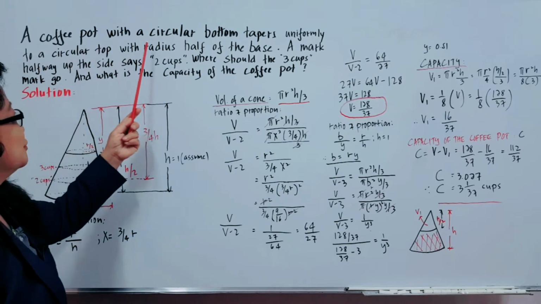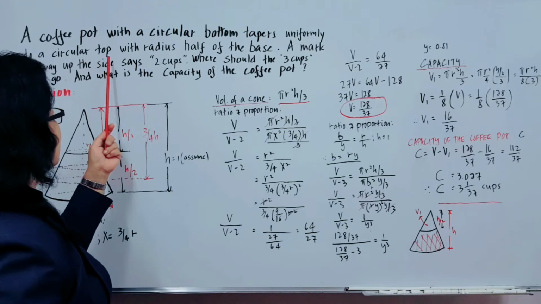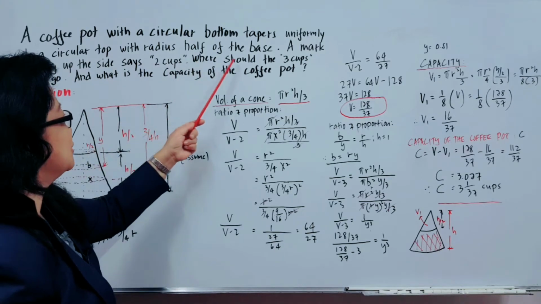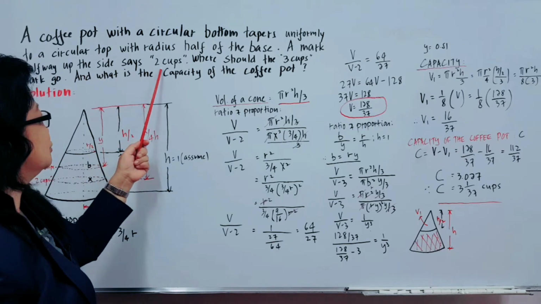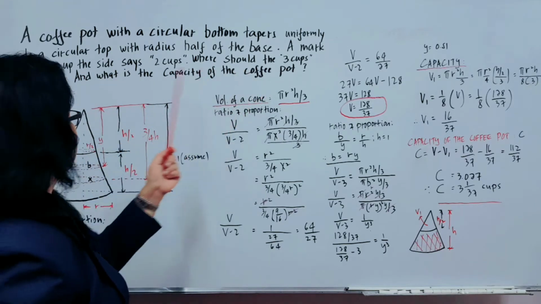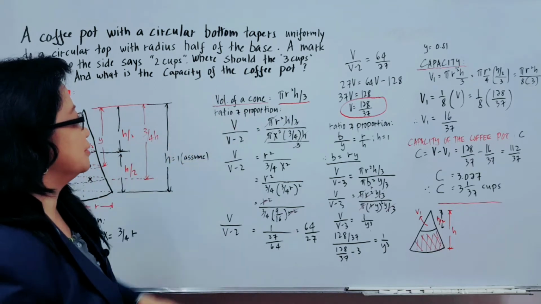A coffee pot with a circular bottom tapers uniformly to a circular top with radius reduced to half of the base. A mark halfway up the side says 2 cups. Where should the 3 cups mark go? And what is the capacity of the coffee pot?